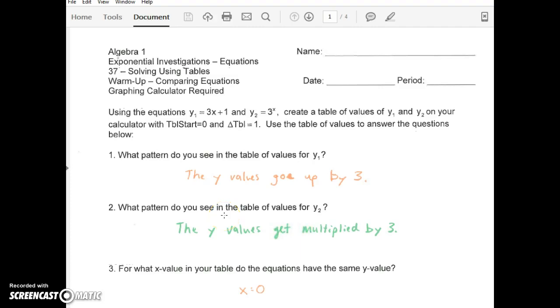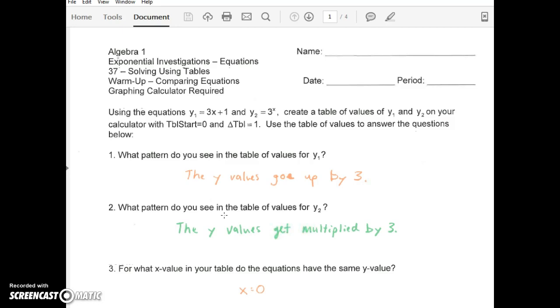In section 37, we're exploring the relationship between tables of values for equations and their solutions. So we're asked to graph or enter in two equations, y1 equals 3x plus 1 and y2 equals 3 to the x, into our calculator, and then use a table to start to analyze some different values.